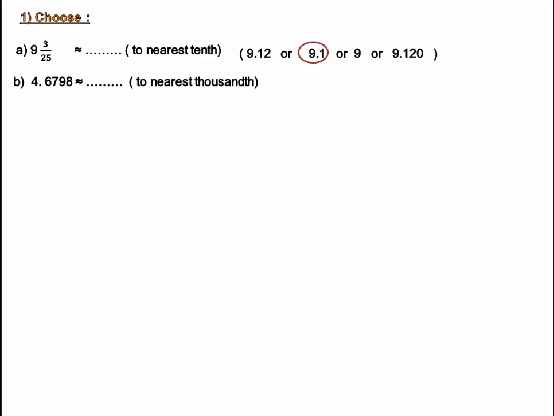4.6798 approximately to the nearest thousandth. We know that the thousandths digit is 9, so we will increase 9 by 1. It will be 10, 0 and carry 1, 1 plus 7 is 8 and so on, so it will be 4.680.